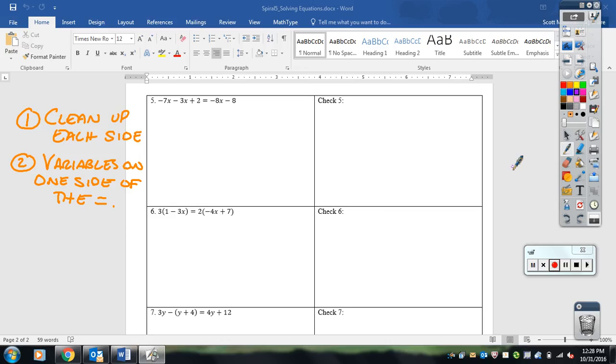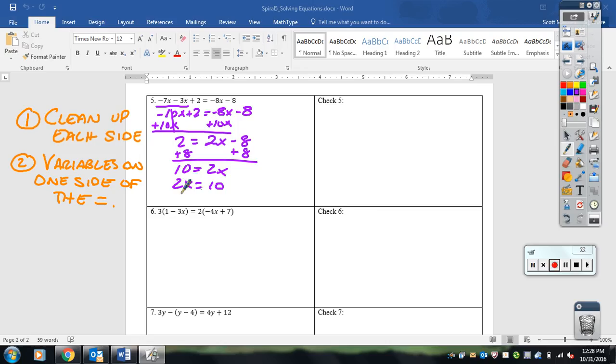Number 5. Again, some cleaning up to do. Not a lot, but some cleaning up. Negative 10x plus 2 equals negative 8x minus 8. Variables on both sides. I'm going to add 10x. The opposite of negative 10x is positive, so add 10x. 2 equals 2x minus 8. Add 8, add 8. 10 equals 2x. Let me use the symmetric property. 2x equals 10. Divide by 2, divide by 2. X equals 5.